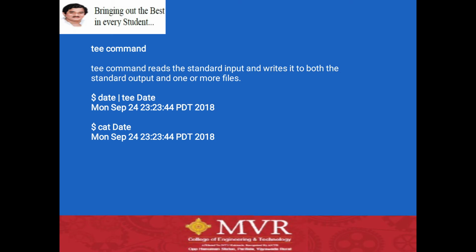Then the tee command. The tee command is named so because it works something like a T. This is nothing but the input. It takes input from one thing and gives output to two places. That's why it is called the tee command. So it takes input from one thing and gives output to two things. You will get a better understanding after seeing this example.